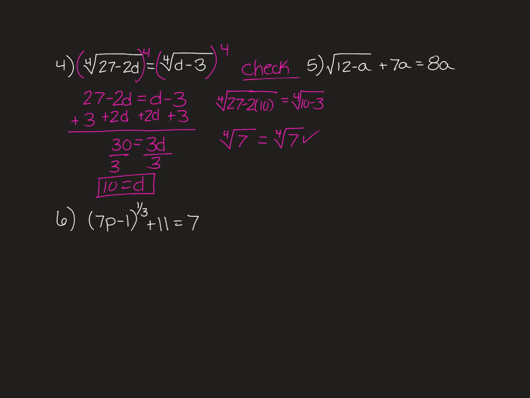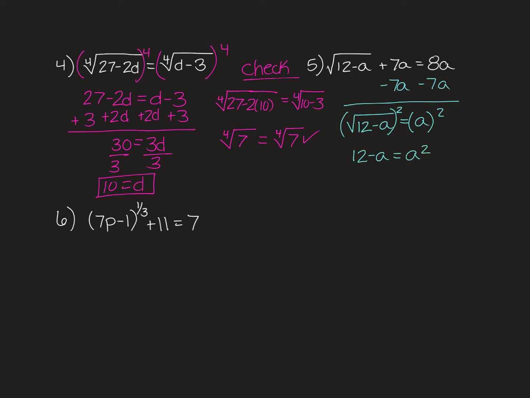Let's look at number 5. I have the square root of 12 minus a, plus 7a, is equal to 8a. So we have to isolate our radical. I'm doing this one in a different color because I have some numbers kind of everywhere right now. So I have the square root of 12 minus a is equal to 8a minus 7a, which is just 1a. Our radical is isolated, now we can square it. We will get 12 minus a is equal to a squared.